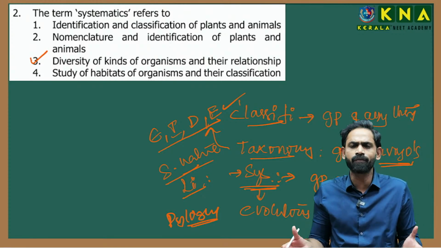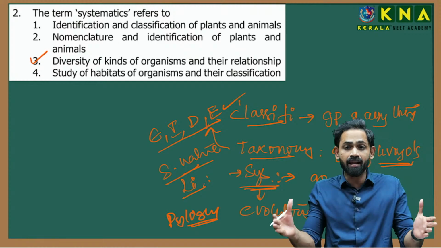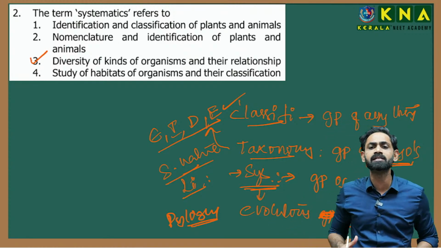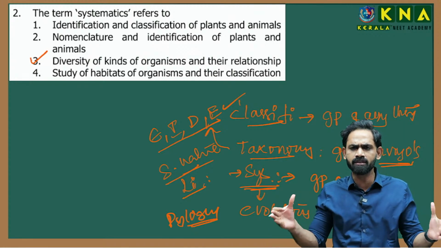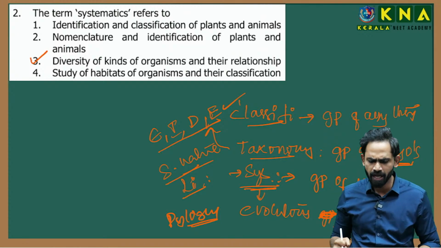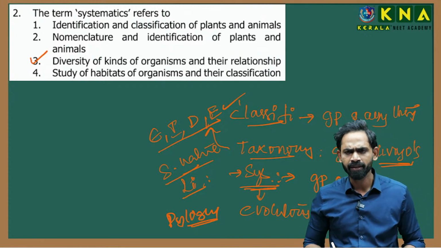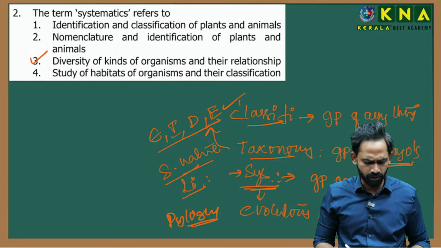Diversity of the kinds of organisms, and what is the relationship among themselves? That is related to systematics: systematic arrangement of living organisms based on their evolutionary relationships. That is systematics. Along with the question, try to understand this difference. That is why I took this one.